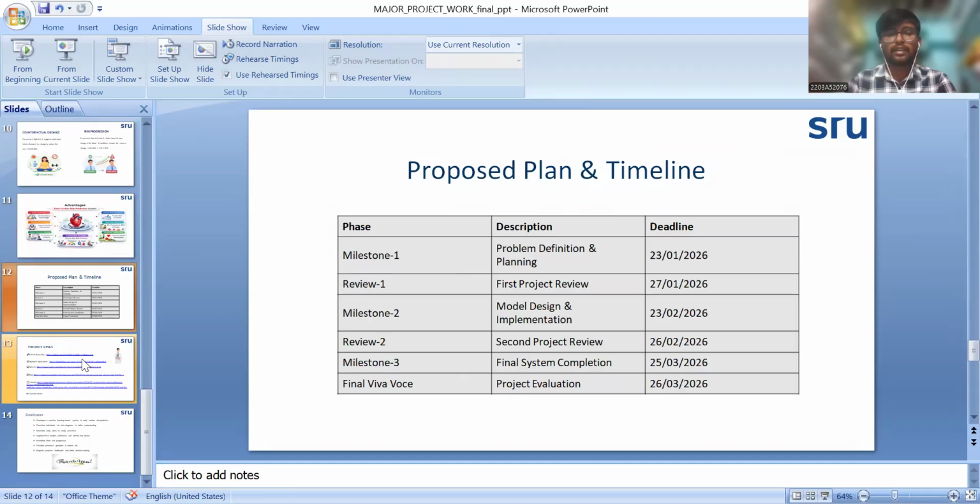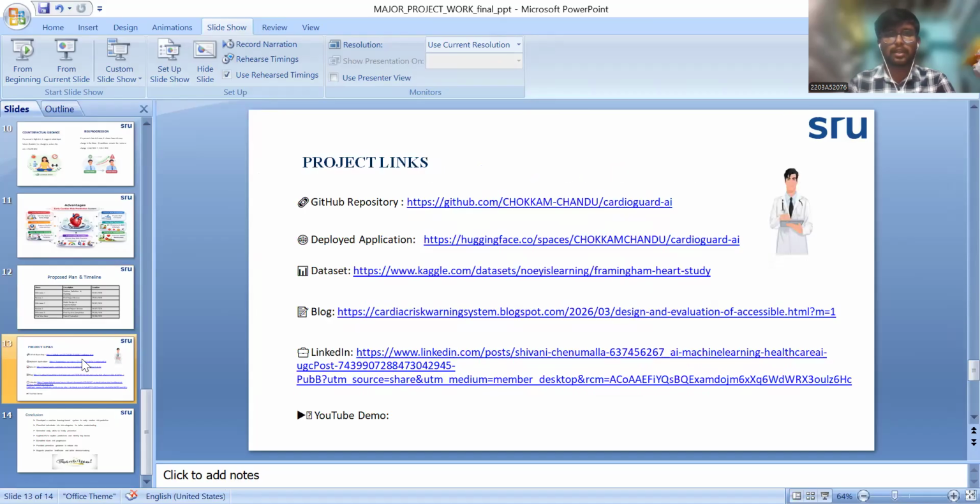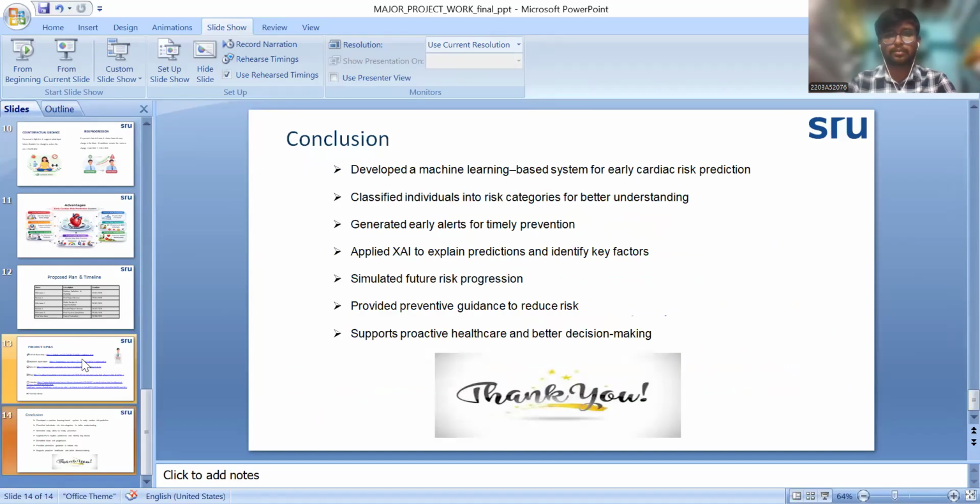And this is the time in which we have done our project. It took us almost 3 months from development to deployment. This is our project timeline. And these are the links that our project holds: we have our code in GitHub, and a dataset, blog, and LinkedIn.